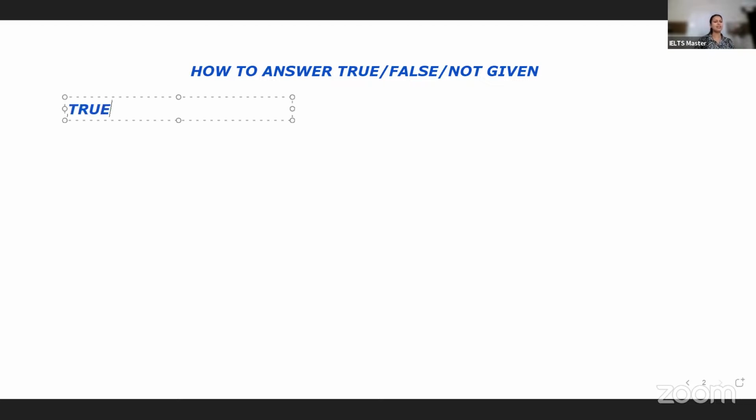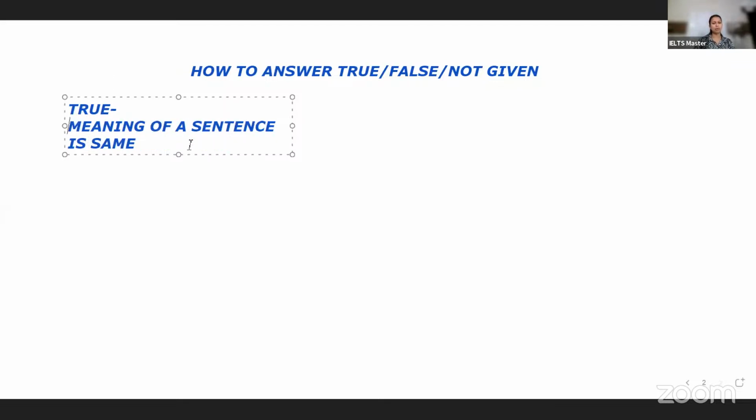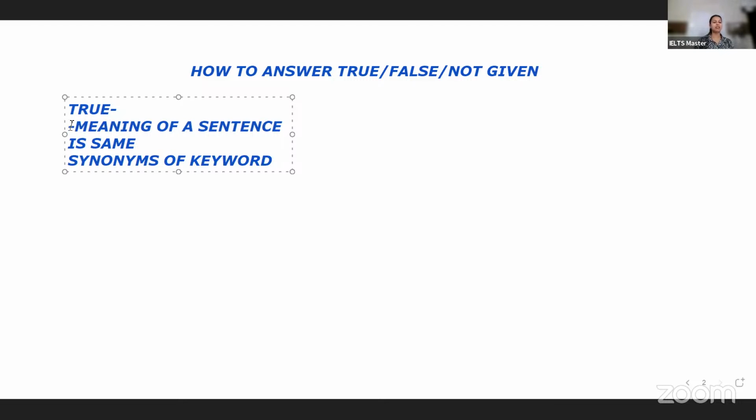What do you mean by true as a statement? The meaning of the sentence is the same as given in the paragraph. Sometimes true as the answer also means synonyms of the keyword. For example, instead of increase, they may have given the word soar, or increment. That means true.